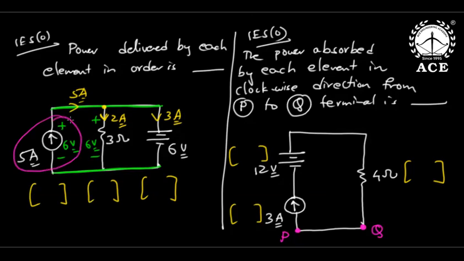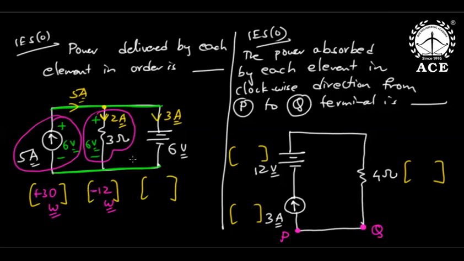Current is leaving the positive terminal, so power delivered is 6 into 5, plus 30 watts. Now this is a sink. The 3 ohm is a sink. Power delivered is negative, minus 12 watts. V into I, minus 12 watts. Yes or no?